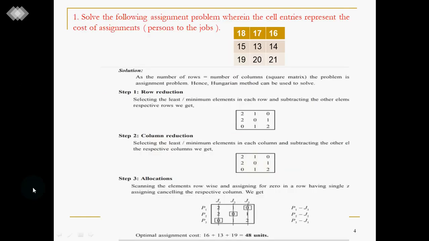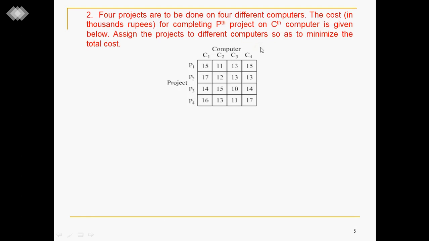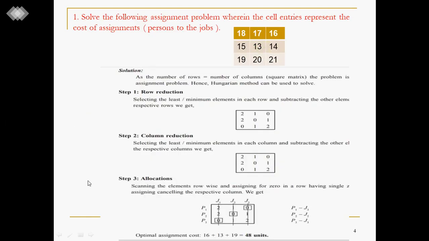Now let us take a numerical to understand how to use HAM, or how to solve an assignment problem. Solve the following assignment problem wherein the cell entries represent the cost of assignments. If nothing is given, you have to assume that they are costs and the objective is minimization. Let us say the persons are P1, P2, P3 and the jobs are J1, J2, J3. Now 18, 17, 16, 15, 13, 14, 19, 20 and 21 are the costs.